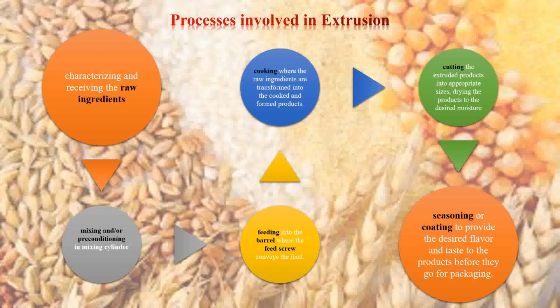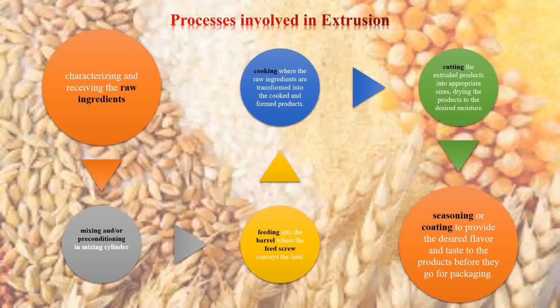And the third one is feeding them into the barrel where the feed screw conveys the feed, and the fourth one is cooking, where the raw ingredients are transformed into cooked and formed products. The cooking section generally lies within the compression section where the major cooking happens. And the fifth one is cutting the extruded products into appropriate sizes, drying the products to the desired moisture, and last but not the least, seasoning or coating to provide the desired flavor and taste to the products before they go for packaging.